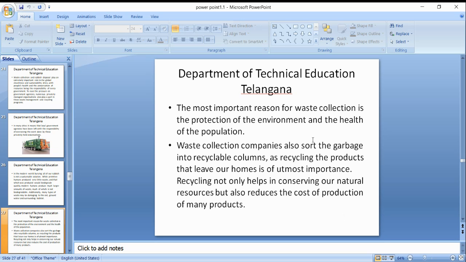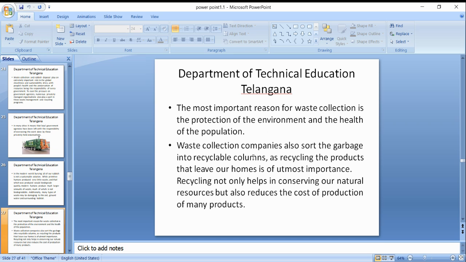So for that, solid waste management has come. The main aim is to protect the environment. So how to collect it and how to dispose of it is the major target for them.